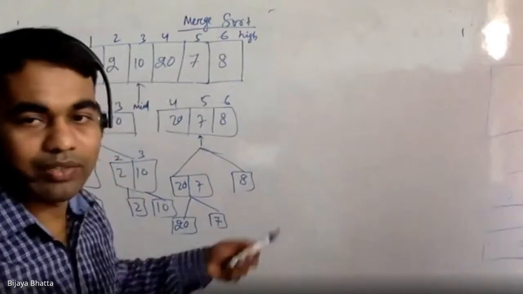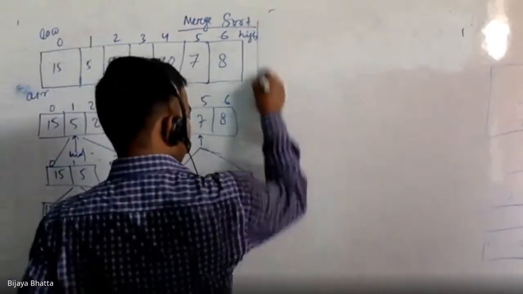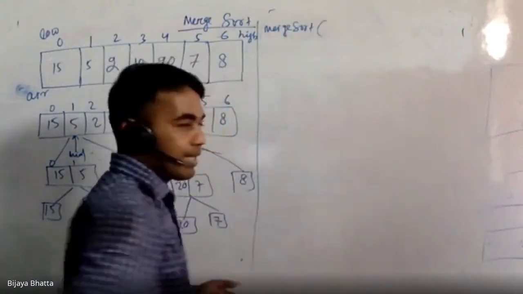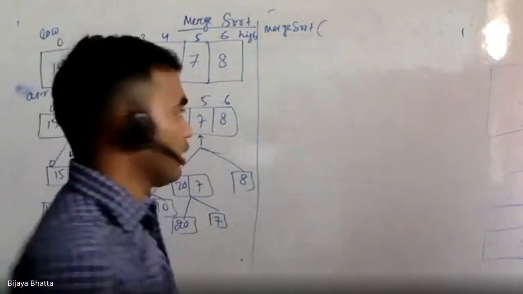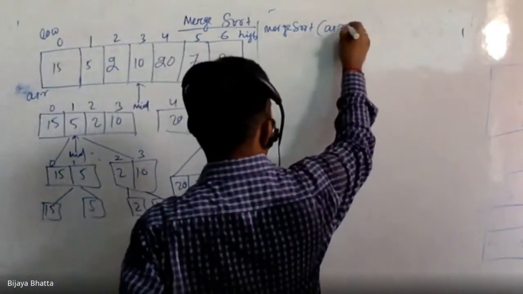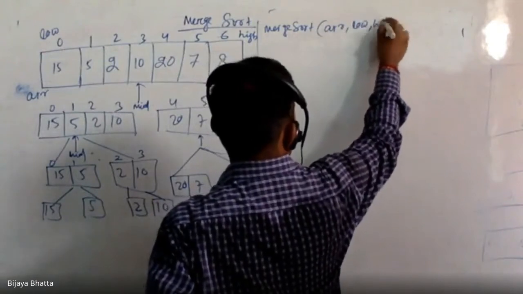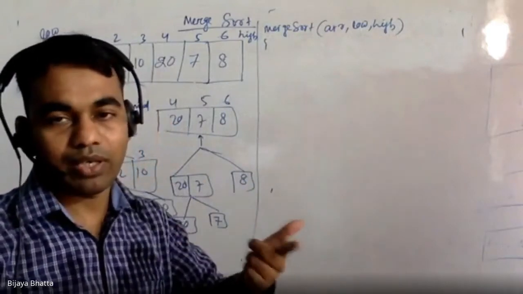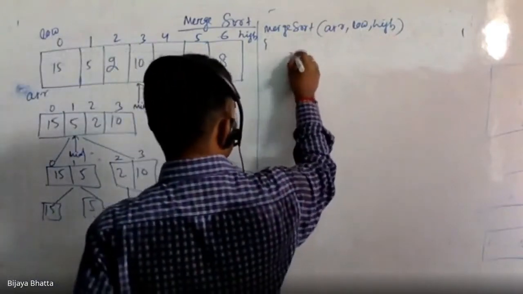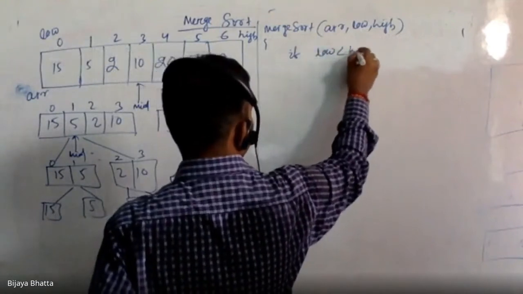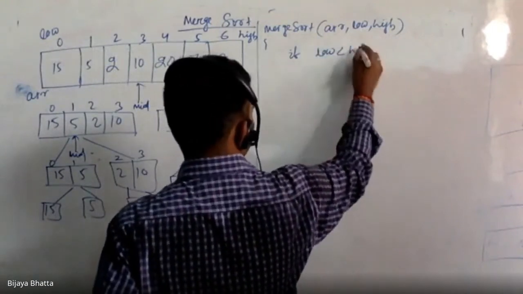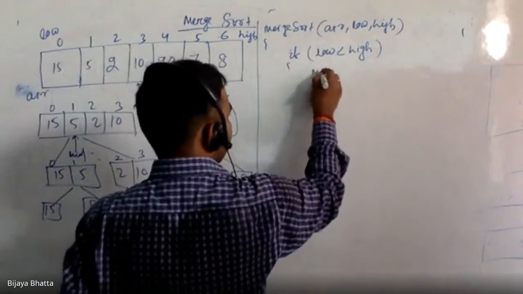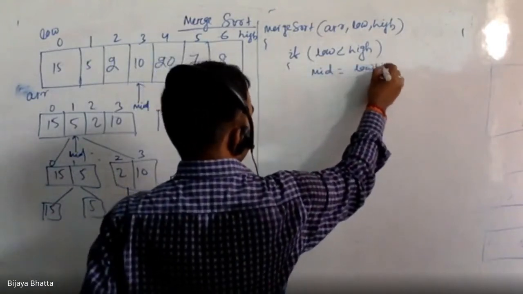So how we will write it down: merge sort. What inputs is it taking? One is the array, and low and high. So that's what it is taking, ARR, low and high. So how does it work? While left is less than right, that is, if low is less than high, keep on dividing. Find the mid, equal to low plus high by 2.